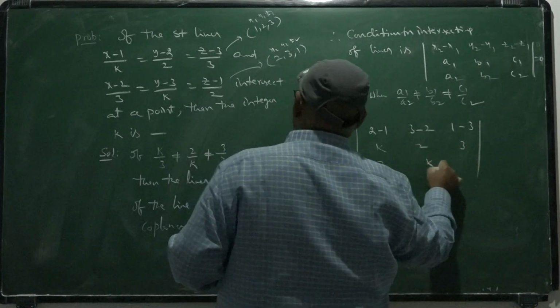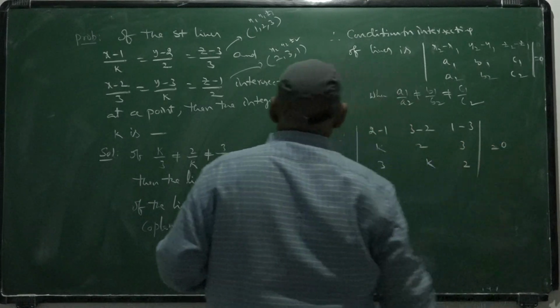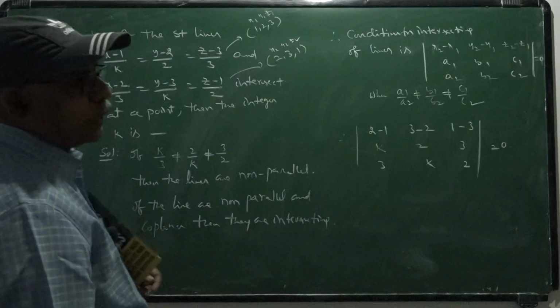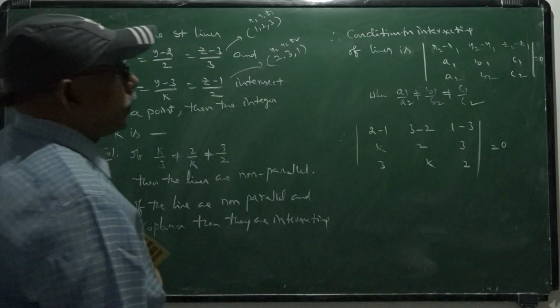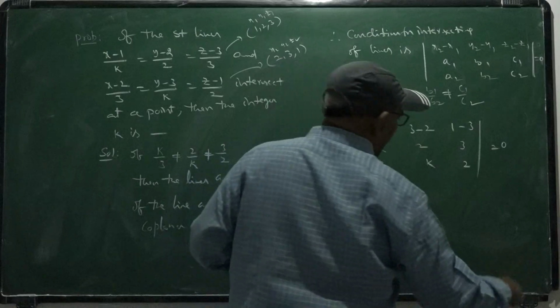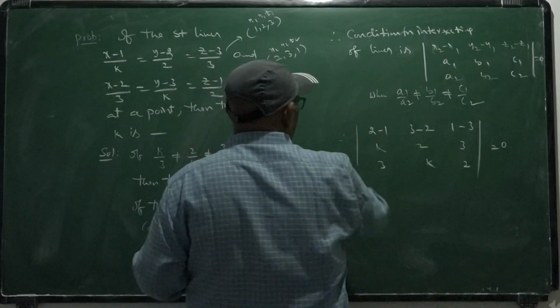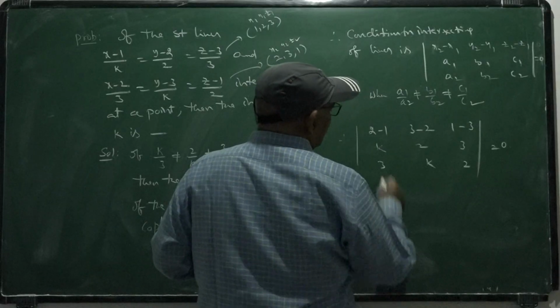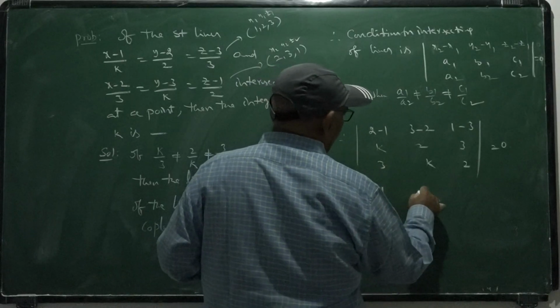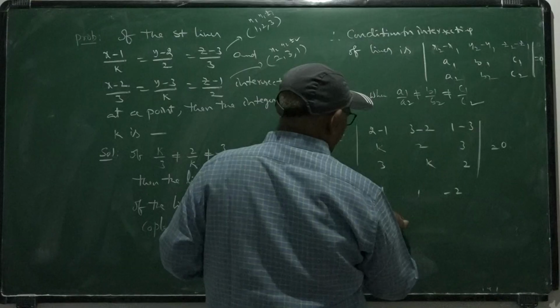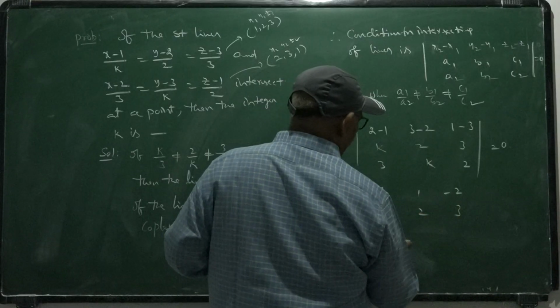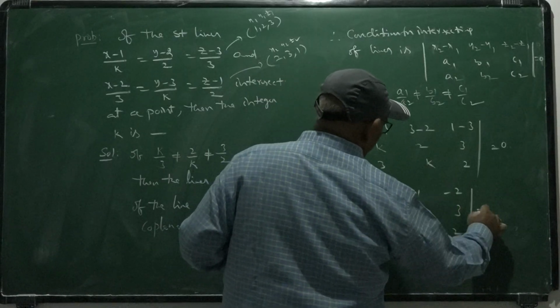3, k, 2 is 0. The condition for intersecting is nothing but the condition for coplanarity of non-parallel lines, provided that they are non-parallel. Clearly these are non-parallel here. So that determinant is k 2 3, 3 k 2 is 0.